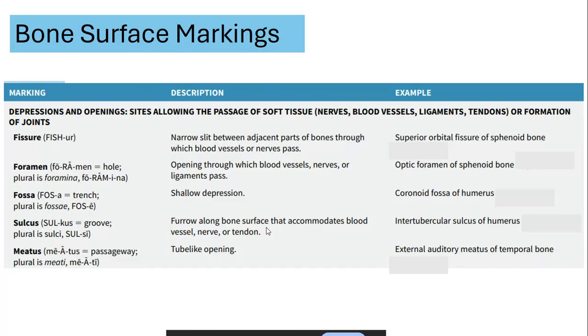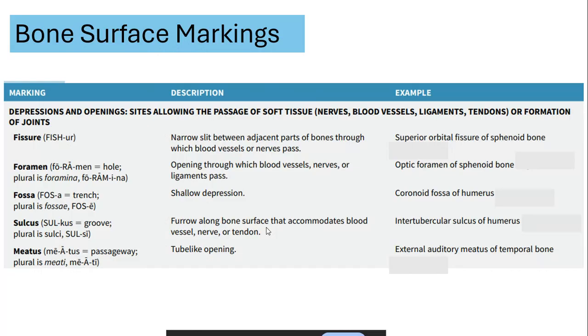What is a foramen? Foramen is like a hole, right? Opening through which blood vessels, nerves, or ligaments pass. Optic foramen of sphenoid bone. What is a fossa? Fossa is like a trench. It's plural is fossae. Shallow depression. So fossae are like shallow depressions. Coronoid fossa of humerus.